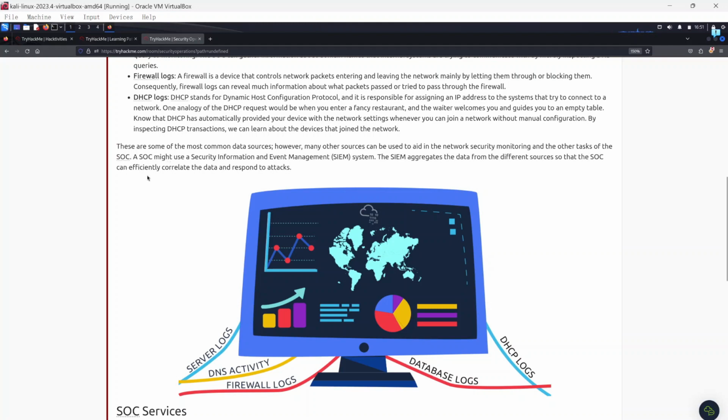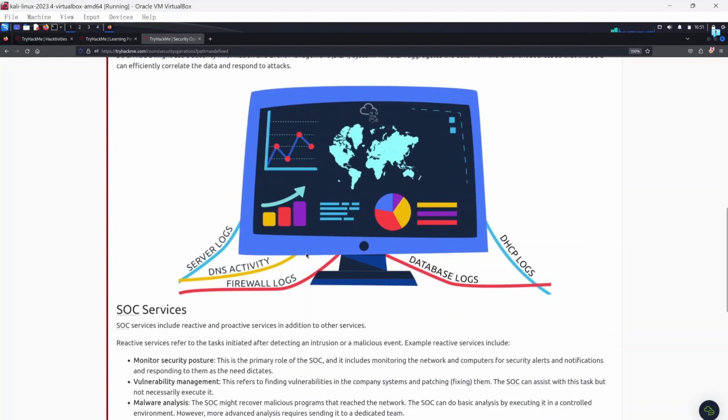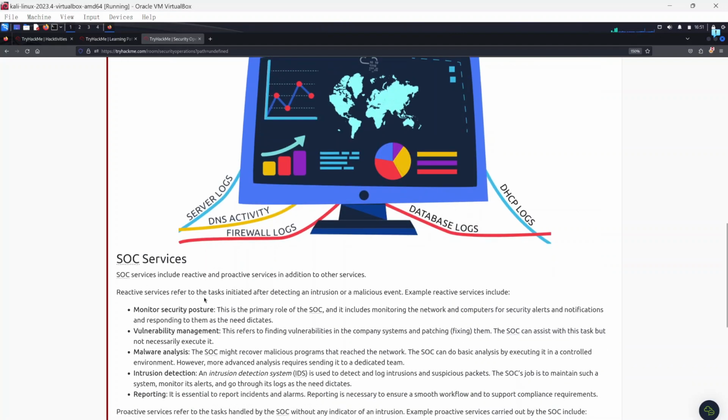SOC. Now, a SOC might use the security information and event management system, SIEM. The SIEM aggregates the data from the different sources so that the SOC can efficiently correlate the data and respond to attacks. Server logs, DNS activity, firewall logs, database logs, DHCP logs. These are all what the SOC analysts would be looking at.